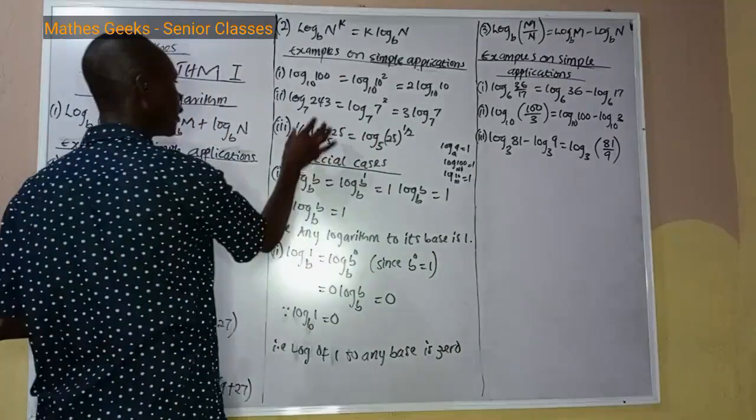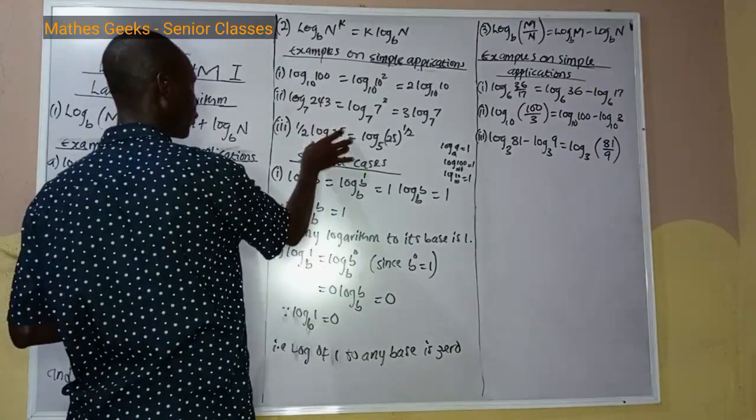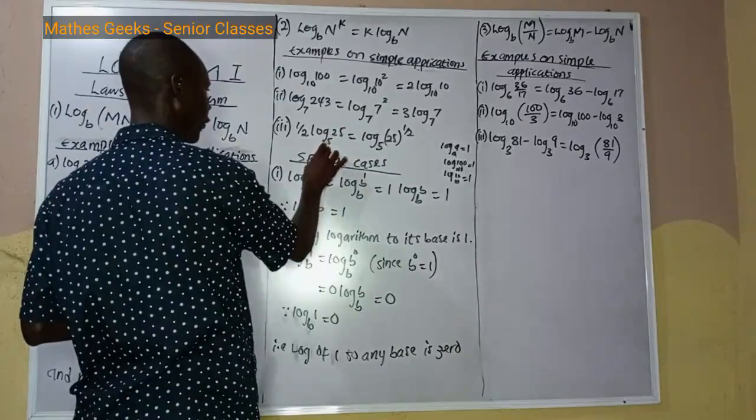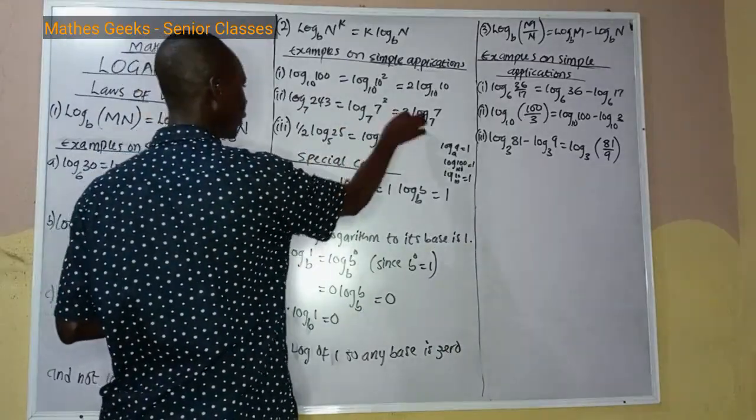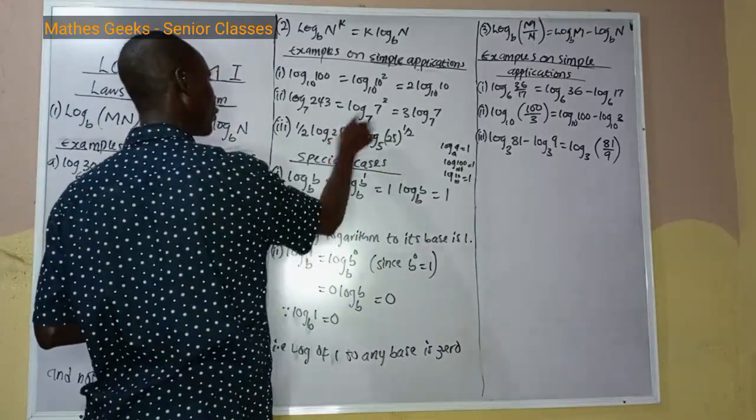But now look at it. In this case, the power is already at the back of, or behind, log 25 to the base 5. So what you do, you bring it back, and then it will be equal to this form where 25 will be raised to 1 over 2.